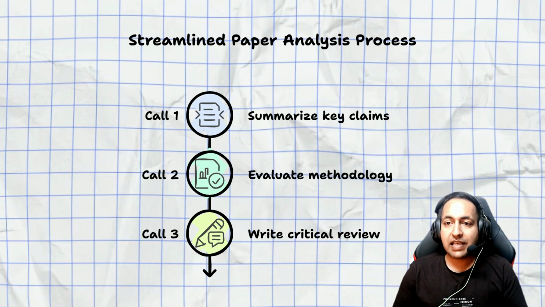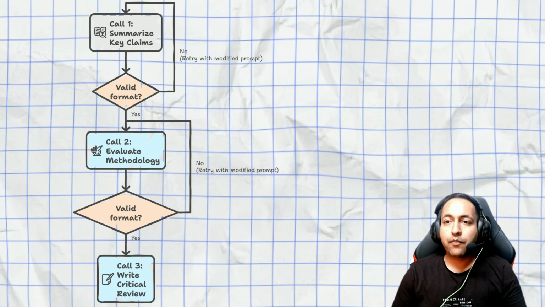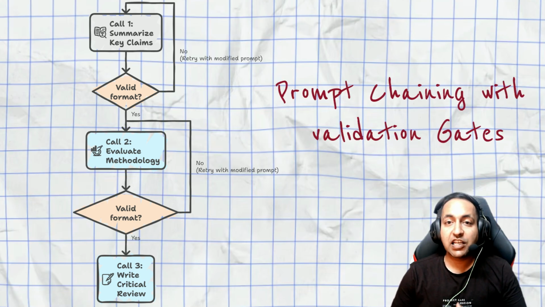Then call 2 says that given these claims, evaluate the methodology and focus on statistical validity, sample size, controls. Then call 3 says that given the claims and methodology assessment, write a critical review comparing to these three related papers. Production level prompt chains often include validation between steps.